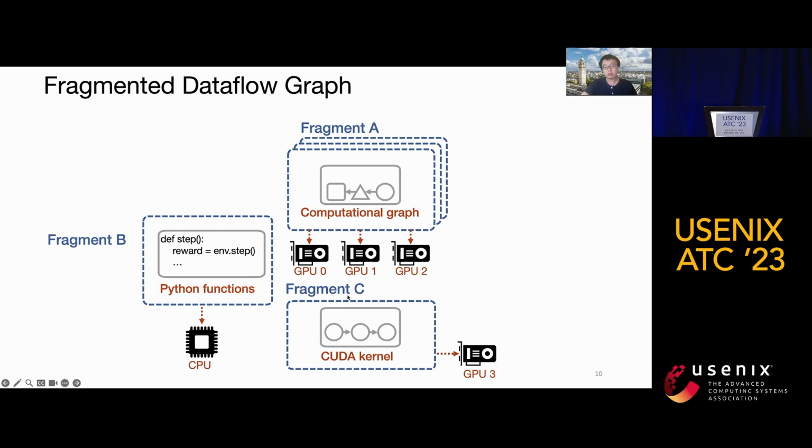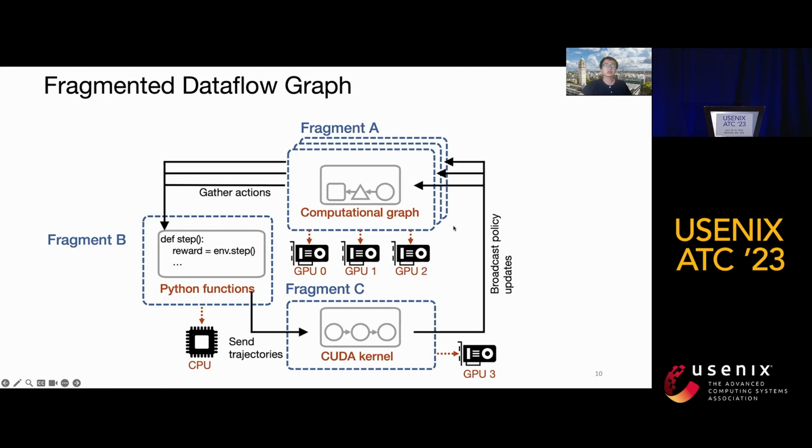And to parallelize the fragment execution, we can have multiple copies of each different fragment. For example, here, we duplicated fragment A 3 times, and we assign each copy to a different GPU. So those copies can be executed in parallel on different devices. And all those fragments are connected through some communication operations, such as broadcast or gather, or you can use the send operator as well. And this will form a complete training loop.